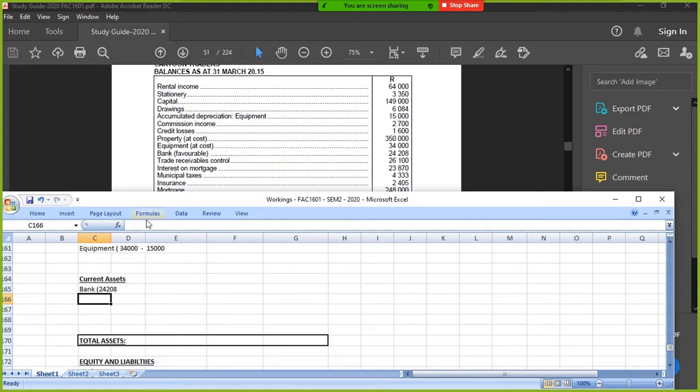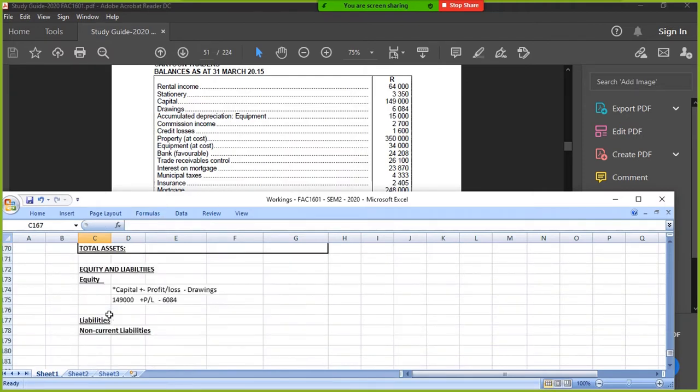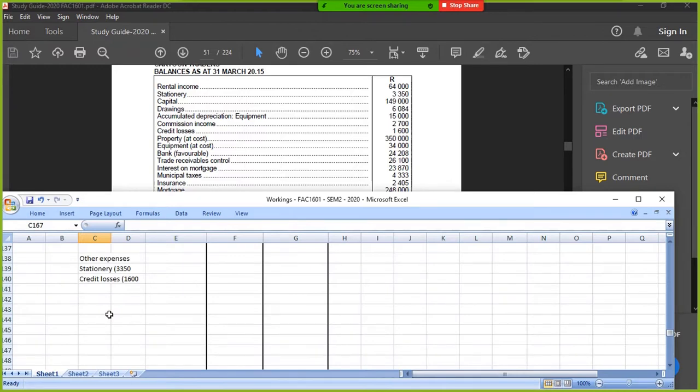I'll see it. Okay, trade receivables. Similar to debtors. Debtors would be part of trade receivables. That amount is 26,100. Interest on mortgage is an expense. It's financing costs, so you can put it under financing costs. I'm just going to put all the expenses under the same heading. Interest on overdraft or mortgage. In brackets, the interest on mortgage was 23,870.